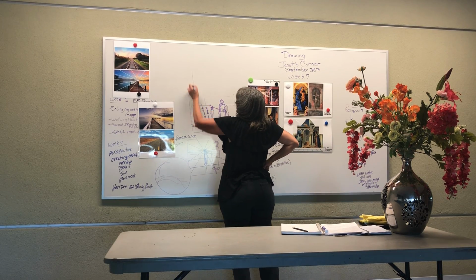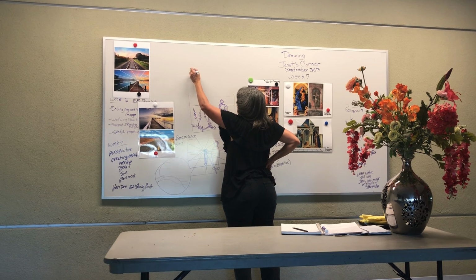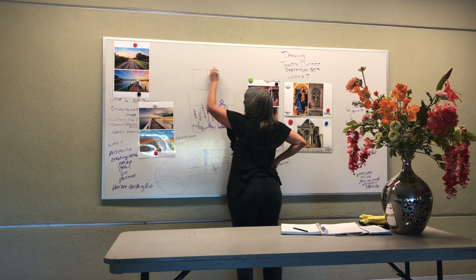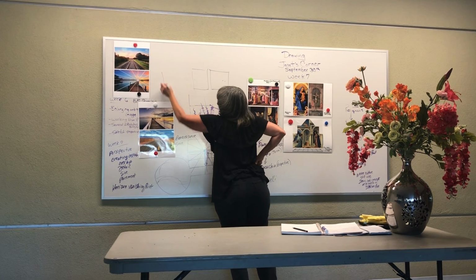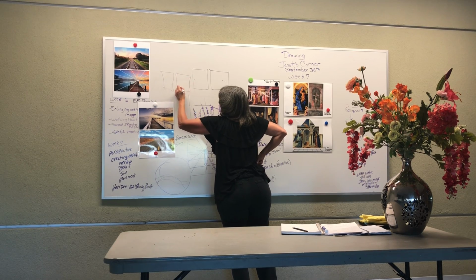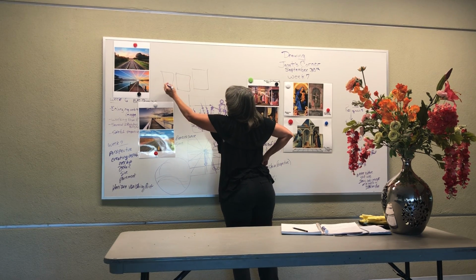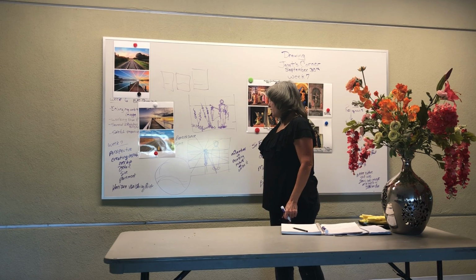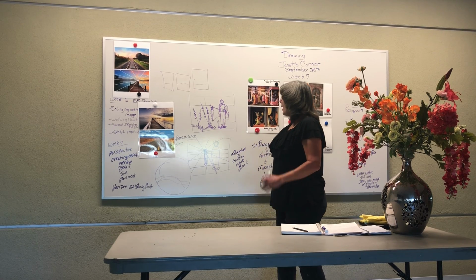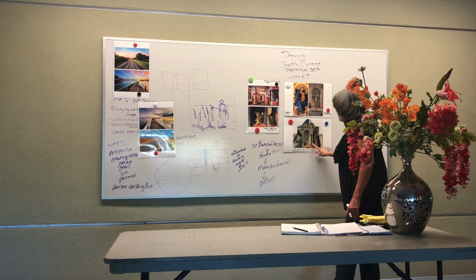And then diptychs, two frames together, having one image span both of them, or a triptych. And have a landscape span across 3 canvases, or 3 frames. And I'll probably bring in an example of that, a diptych, a triptych, an irregular format like we see over here.